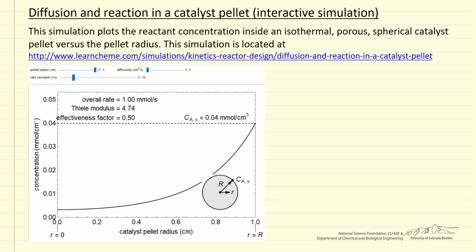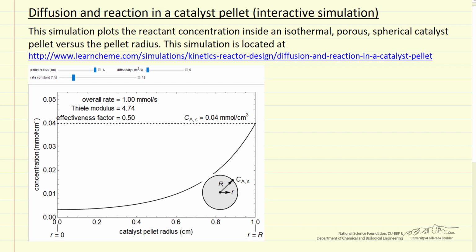As we look at a concentration profile within the pellet, the concentration decreases as we move towards the center because of reaction. Now, what the simulation allows you to do is change the radius of the pellet, the rate constant of the reaction, and the diffusivity, and then it calculates the overall rate, the Thiele modulus, and the effectiveness factor. Let's talk about what each of those are.